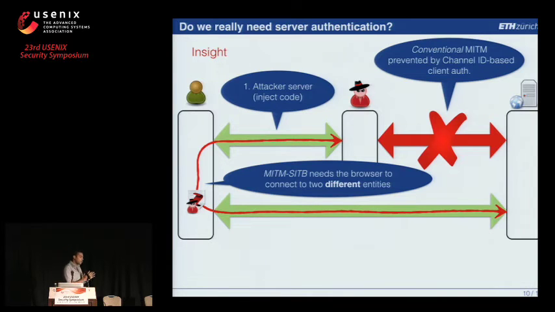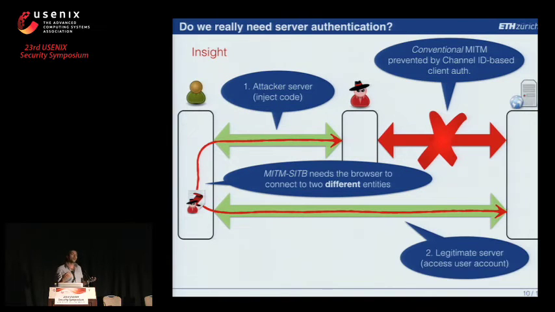First, a TLS connection has to be intercepted by the attacker, because this is how the attacker essentially serves the malicious payload to the browser. And then at least one TLS connection has to be let through by the attacker and reach a legitimate server, because this is how, in the end, the attacker's script will be able to access information about the user's account.